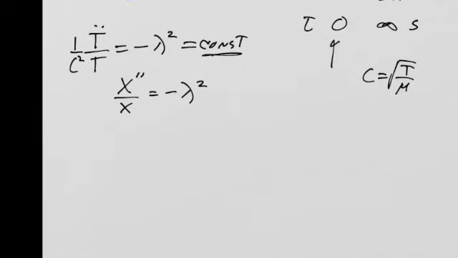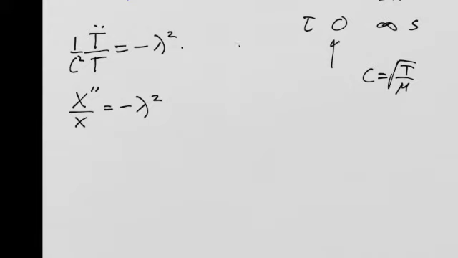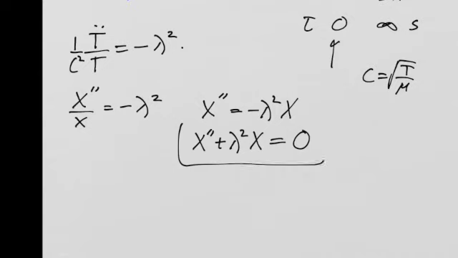So we've now got two of these expressions. And what do we do with them? Well, let's look at this one here first. It doesn't really matter, but let's write this as an ordinary differential equation. The way we do that is we say x double prime equals minus lambda squared x. And then I write x double prime plus lambda squared x equals 0. And that is an ordinary differential equation, an ODE.